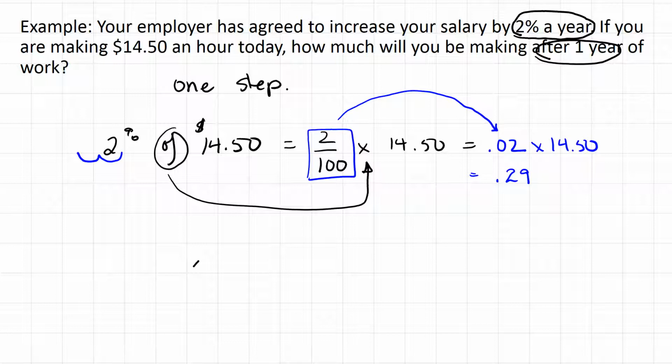But that doesn't answer the question, because the question is how much will you be making after a year? You're not making 29 cents. That's just the increase. So you are going to be making $14.50 plus the 29-cent increase, which is $14.79 an hour.